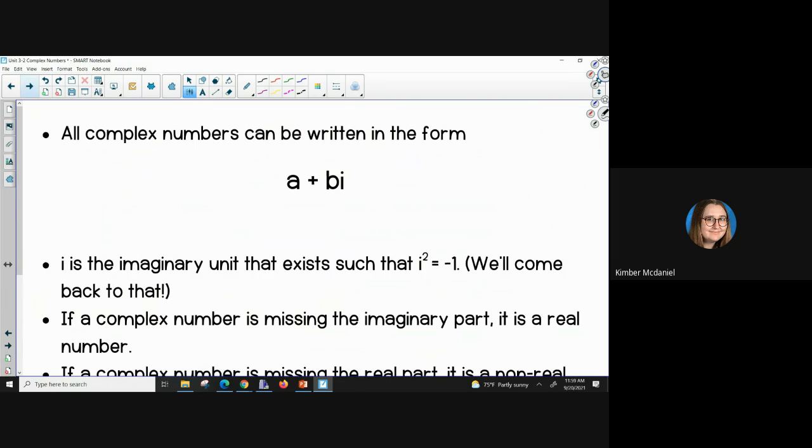Now, as I'm reading this, you just be filling in the blank. So all complex numbers can be written in the form A plus BI, with A being our real part and BI being the imaginary part. It is a what?